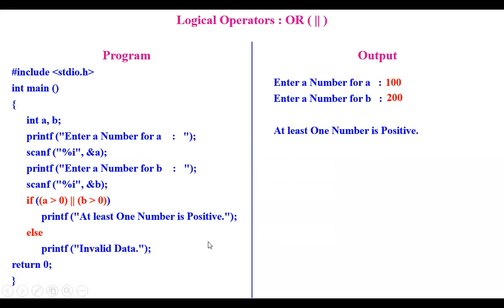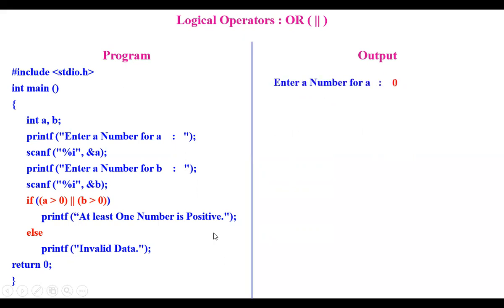So run it again. I have given A 0, B minus 60. What do you guess? Can you guess the answer? Here, A is 0, but it is expecting greater than 0. So this condition is not met. B is negative, minus 60, not met here. So what happens? Both the conditions are not met. So it says invalid data.